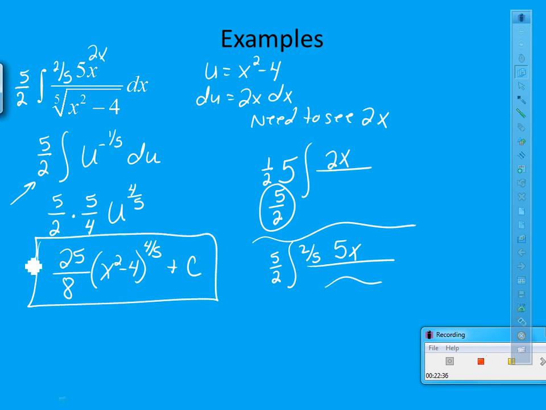If you wanted to check it super fast to make sure your constant's right, I'm going to go 25/8. I'd be multiplying by 4/5. And then I would also be multiplying by the derivative of the parentheses, which is a 2x. I'm hoping if I simplify this real fast, I'm going to get 5x. So 2 times 4 is 8. 25 over 5 is 5. So I know I'm right.